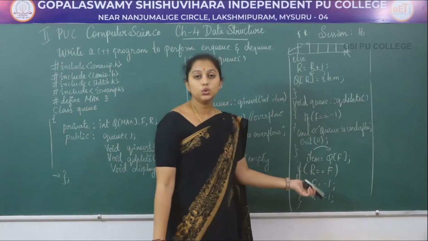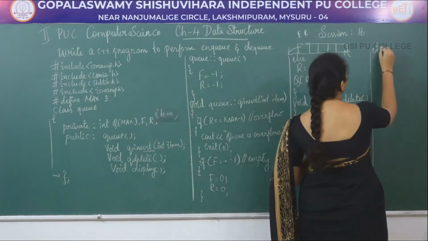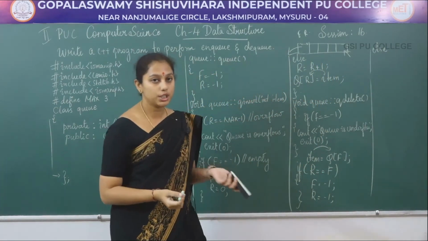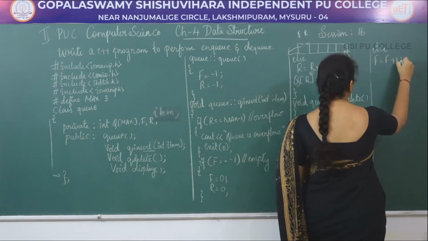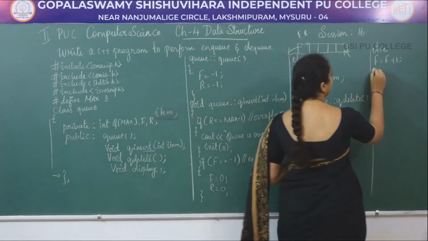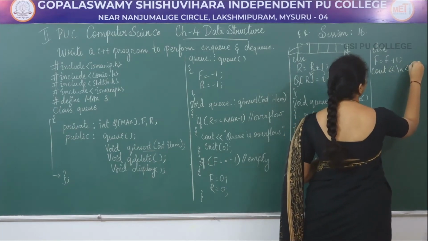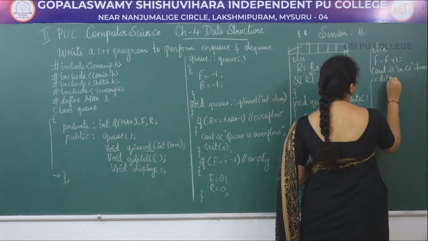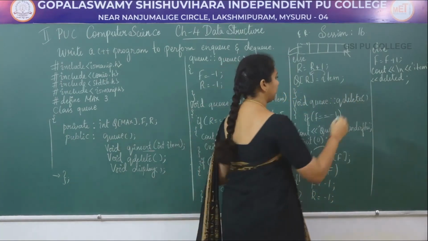So if the queue does not contain only one element, we can increment the front pointer to delete the next item from the queue. That is f is equal to f plus 1. Here we are printing it as item deleted. So close this function.